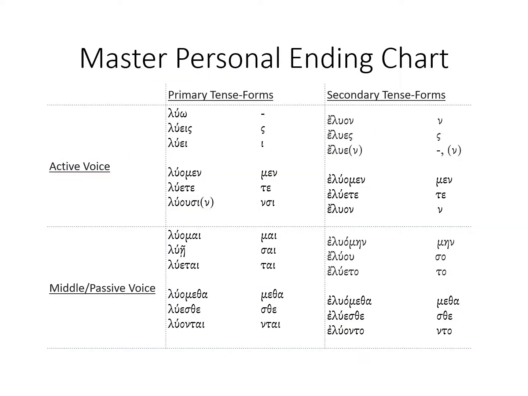Here again, our full paradigm. I will note one more time the few endings that need our attention. First singular in the primary has no ending, so this omicron lengthens to become omega here. And a lengthening of this epsilon to have epsilon iota in the second singular. The psi goes to a because the sigma is intervocalic. The alpha forces the epsilon here to lengthen to eta and the iota subscripts.